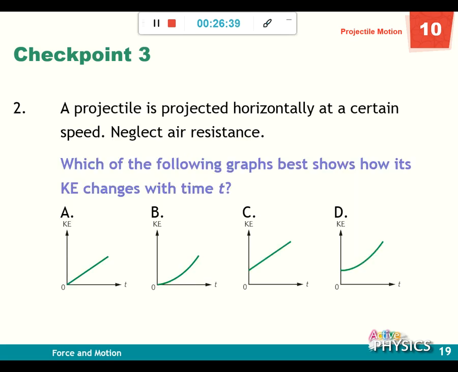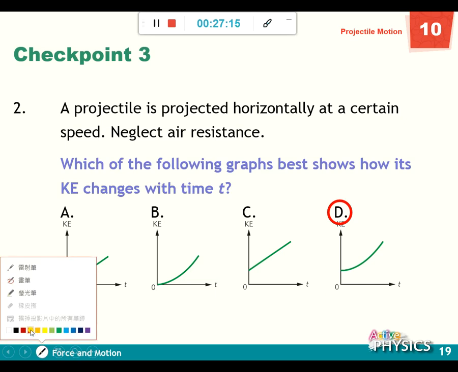Okay, second question. The projectile is projected horizontally at a certain speed. Which of the following graphs best shows how KE changes with time t? Look at this. Projected horizontally at a certain speed, and then find out what will happen. Because we have gravity, as time goes on, what will happen? Kinetic energy will increase and increase. But how to prove it?